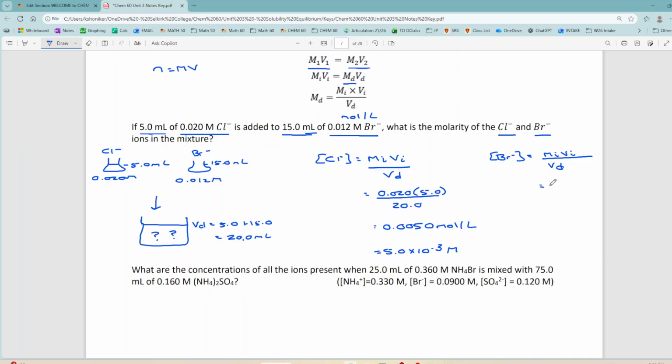The original concentration of bromide is 0.012. The original volume is 15, divided by the diluted volume, which is 20. And to 2 sig figs, I get 0.0090, or 9.0 times 10 to the negative 3. Awesome. All right, next question.